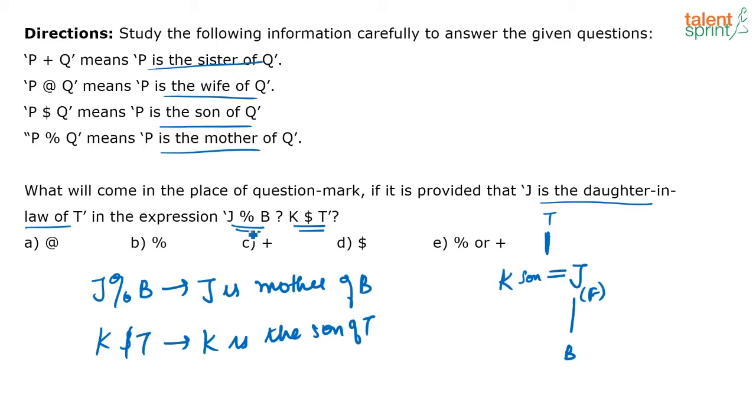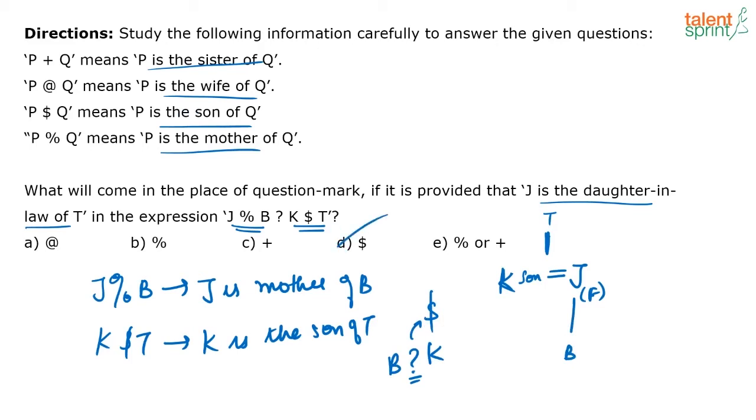Now, the question is, what is the relationship between B and K? So, K has to be here, and what will be the relationship between B and K? K has to be the father of B, or B is the son of K. Correct? So, here you have K, B here, question mark, K. I can say that B is the son of K. So, which symbol does that represent here? It is dollar. So, B dollar K, or B is the son of K, option D.